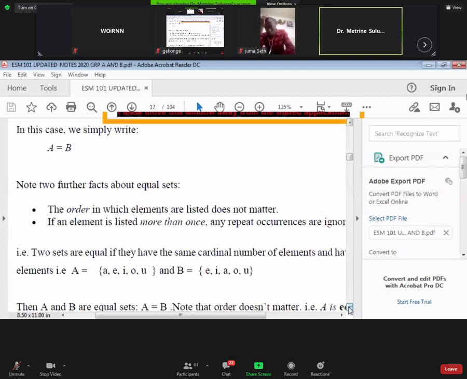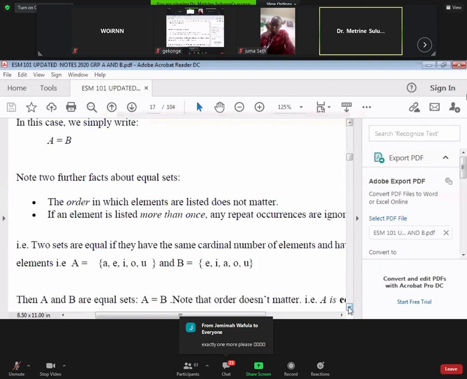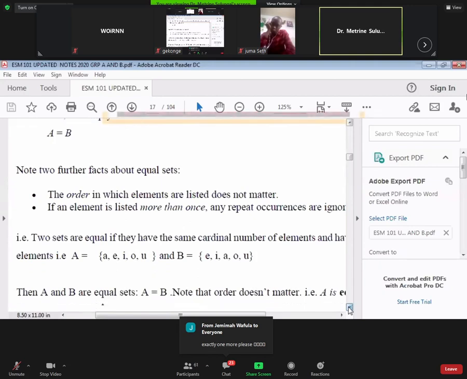The cardinal number of elements in A are the same. For example, A is equal to {R, A, E, O, U}, and B has E, I, A, O, U. Those elements are the same, but the order is not the same. In set theory, the order of the elements does not matter.